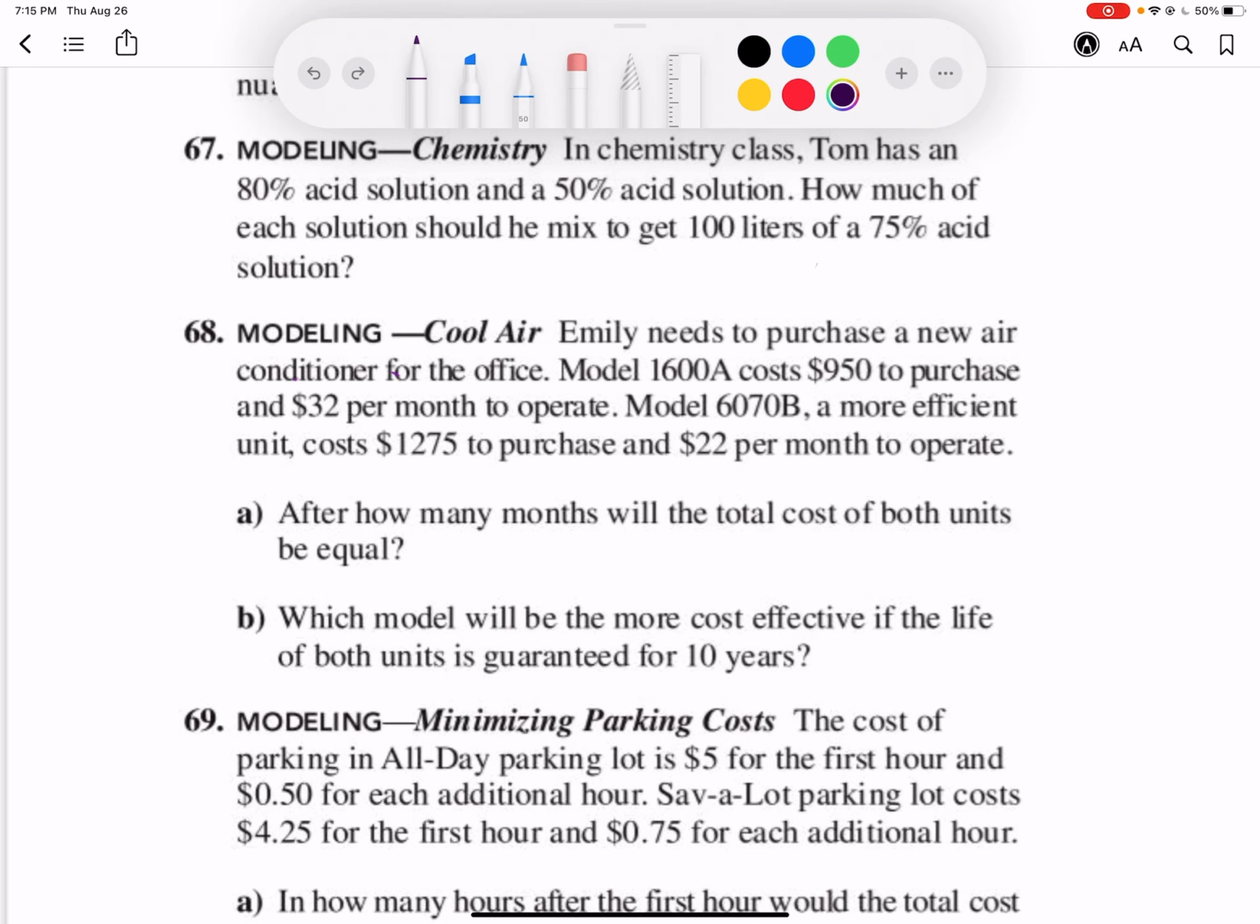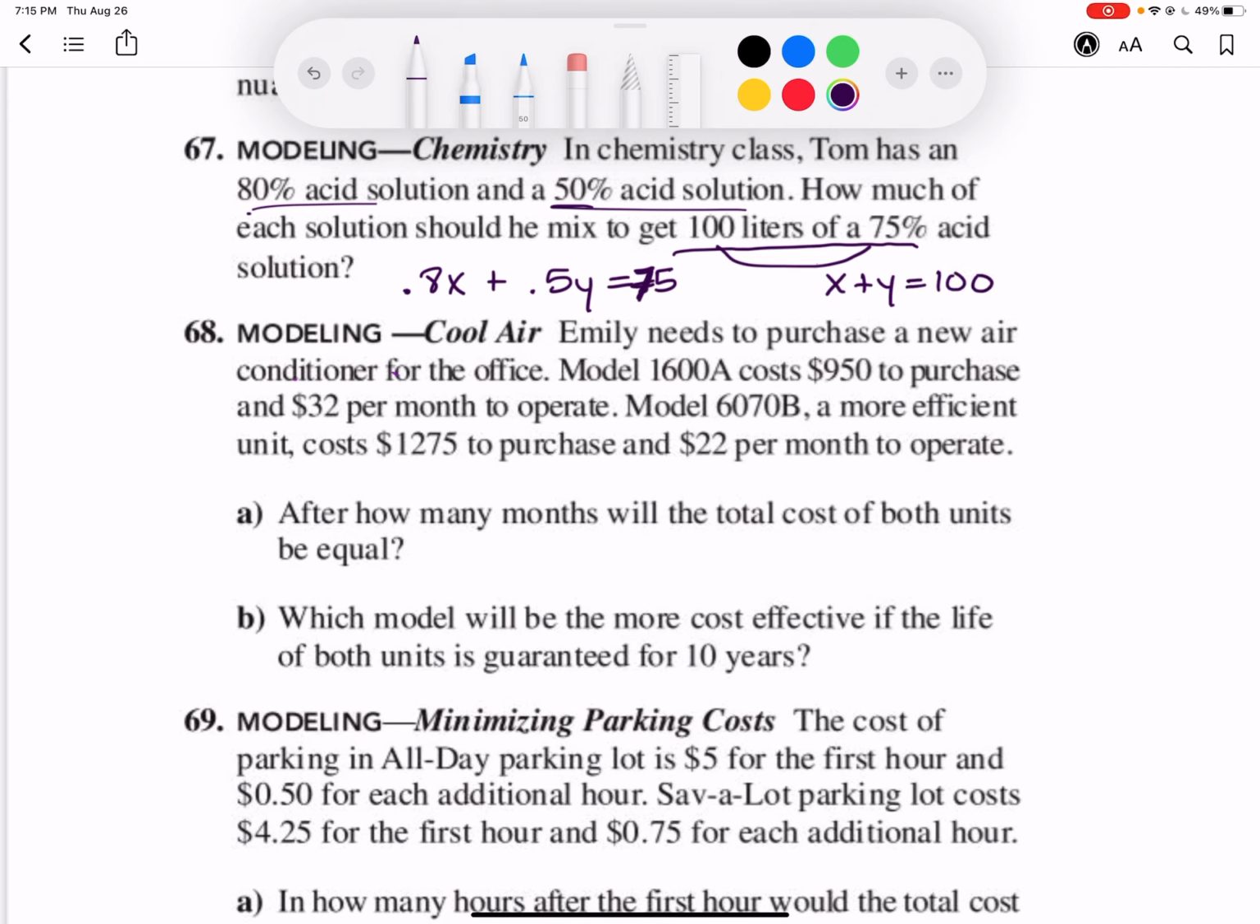So 67 is saying we have an 80% acid solution and a 50% acid solution. How much of each should be mixed to get 100 liters of a 75% acid solution? So let's call 0.8x plus 0.5y equals 0.75. Oh, sorry, 75. And we know that x plus y equals 100.